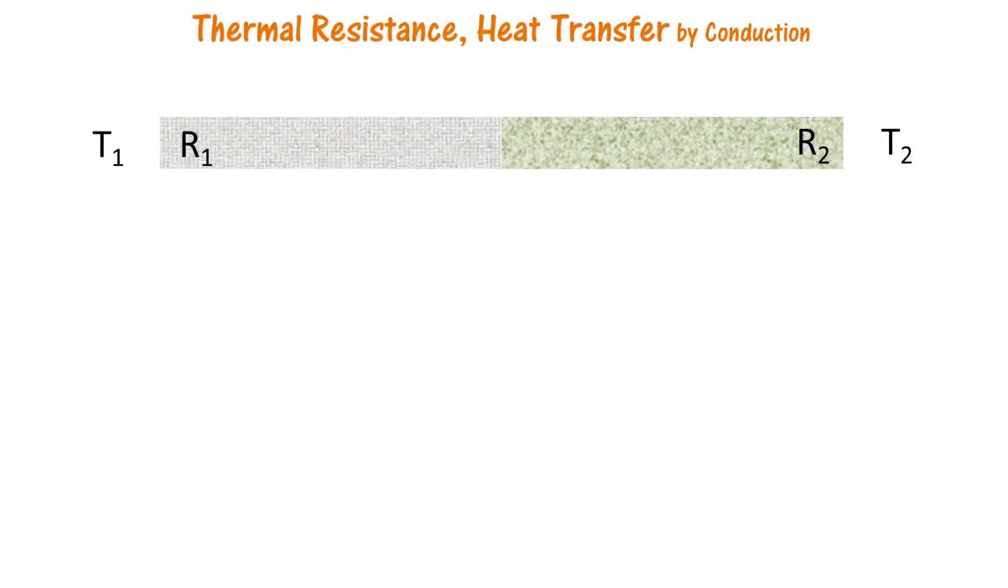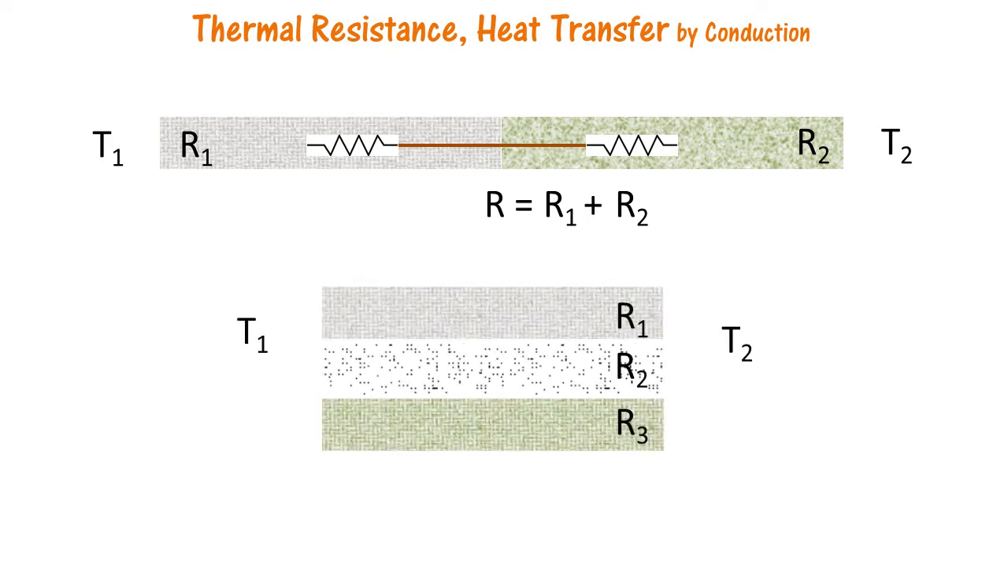We have two walls placed next to each other and we have to find the effective resistance between T1 and T2. We do so by adding the individual thermal resistance of the two walls. Now suppose we have bricks stacked one on top of another and with different thermal resistance R1, R2, R3, and we have to find the effective resistance between T1 and T2.